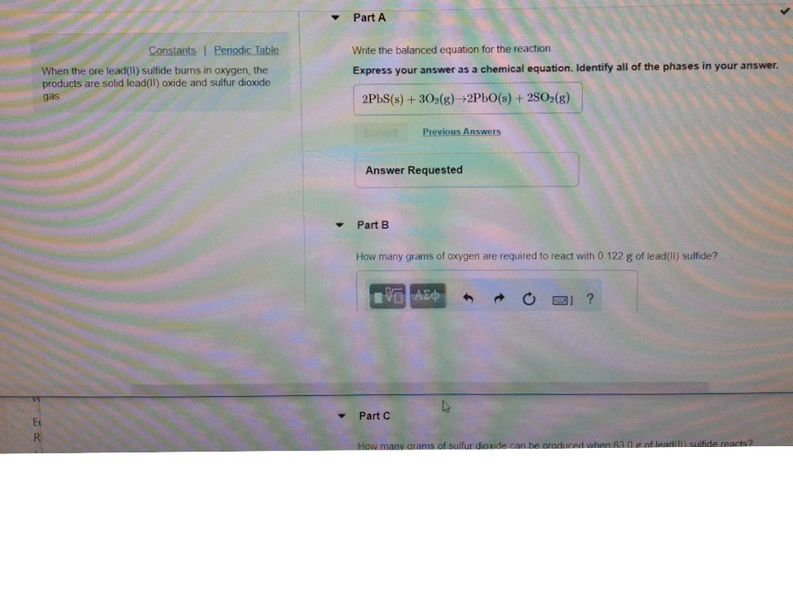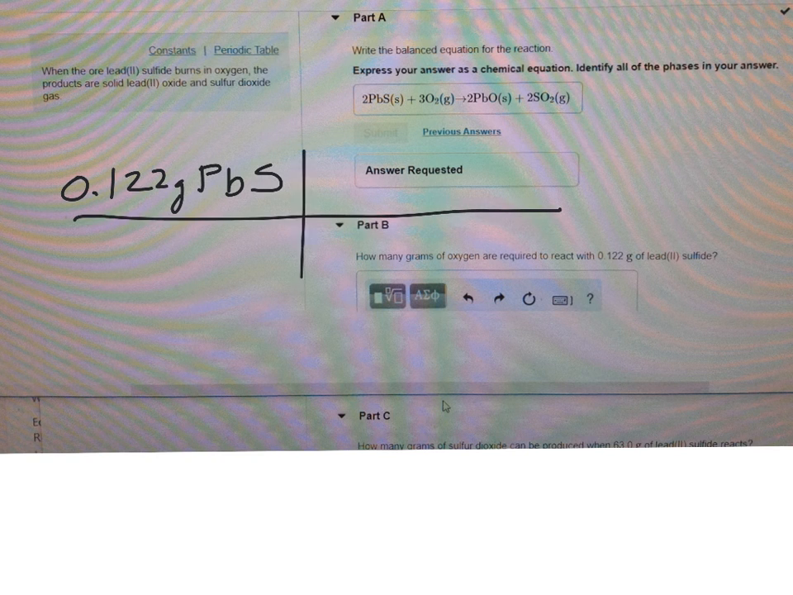So they're telling you that you have 0.122 grams of lead-2 sulfide. You don't want grams of lead-2 sulfide, so you're going to place those grams of lead-2 sulfide where they cancel out. Like in the first chapter, you don't want to think if you can help it. Whatever unit you have here, you automatically want to go down here. Now, the only thing you ever know in chemistry about grams is molar mass.